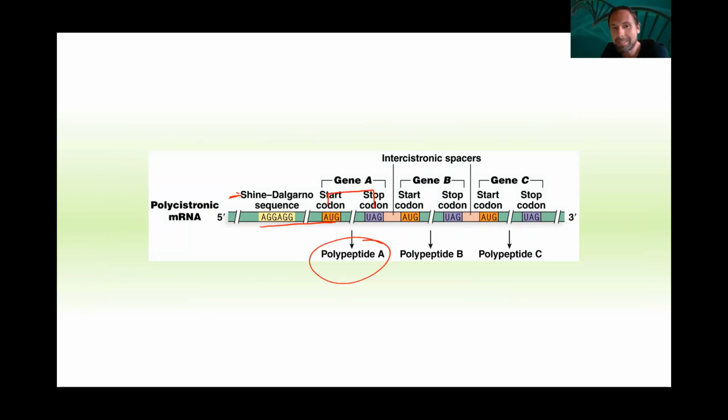And within that same mRNA, I have another start codon here, another stop codon here. That makes a second protein, a different protein. And then I have a third start codon here, third stop codon here. That makes a third protein from one mRNA. So a polycistronic mRNA is one RNA transcript regulated from one promoter, that in this case is going to make 3 different proteins through 3 different open reading frames.